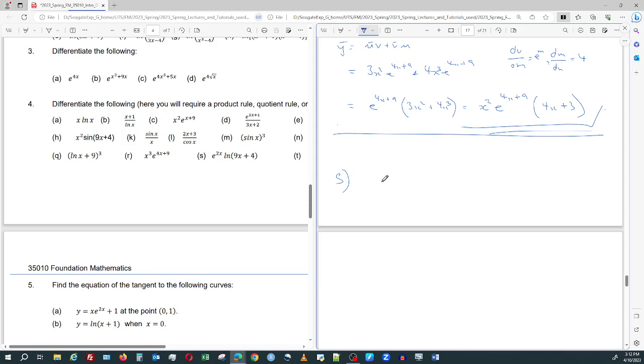Alright, so for S, we've got e to the 2x multiplied by the... Now, this one might confuse you because you might get the sense that there's something to be undone here. But that's definitely not the case. So we've got a UV product. So u dash will be equal to the derivative of 2x times e to the u, e to the 2x. So it'll be just 2.